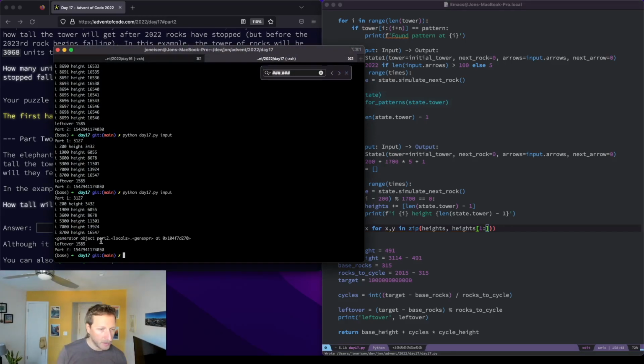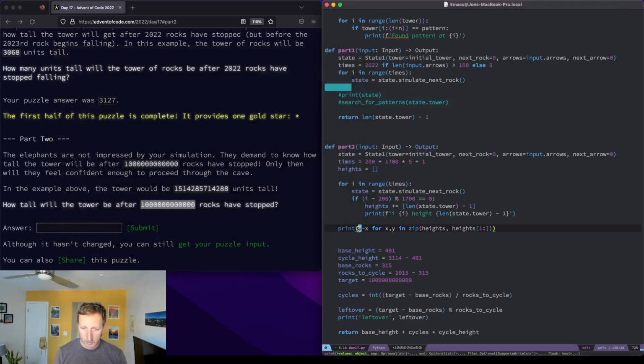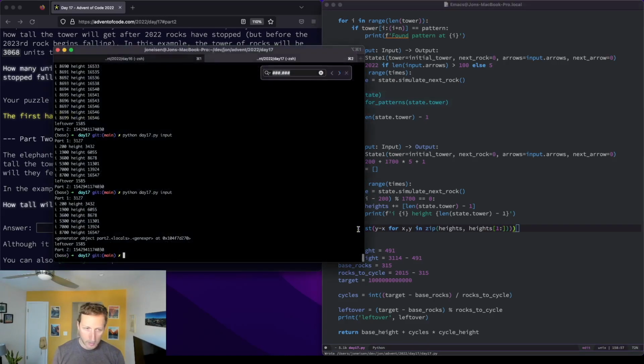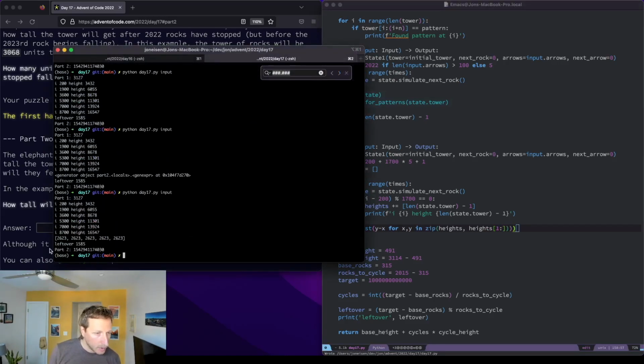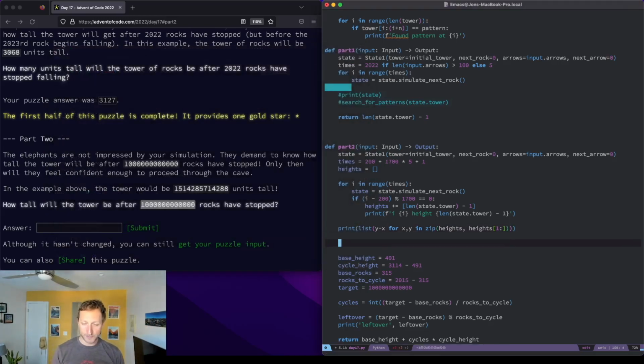Is there a pattern here? There is a pattern here. Yes, we proved that there's a pattern. Yes, yes. Okay, so the height at 200 is 3432.